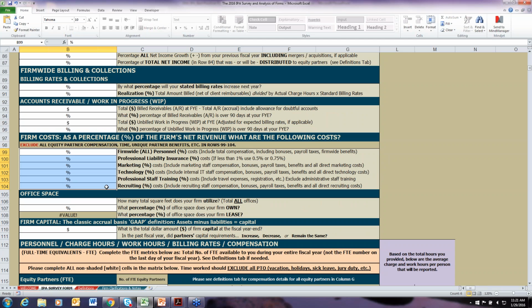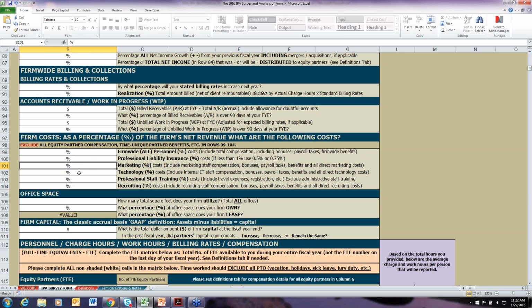This next section on firm costs, starting in row 99, is a snapshot of some of the major areas of expenses that are of interest to firm leaders. It's not intended to be a complete income statement. Therefore, what goes into each bucket is not mutually exclusive. For instance, a marketing director's salary should be included in the firm-wide personnel percentage on row 99 and should also be included in the marketing costs on row 101.